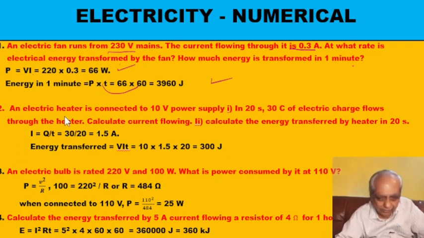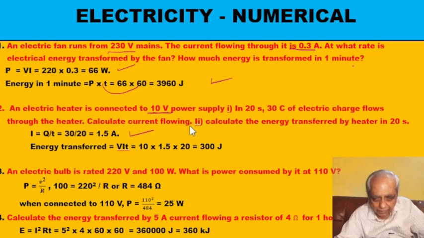An electric heater is connected to 10 volt. So again I have been given the voltage. In 20 seconds, 30 coulomb of charge flows through it. So time is given, charge is given, so I can find the current. I is equal to Q upon T. So this is the current flowing, so we have done it.